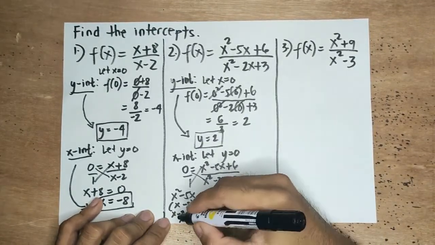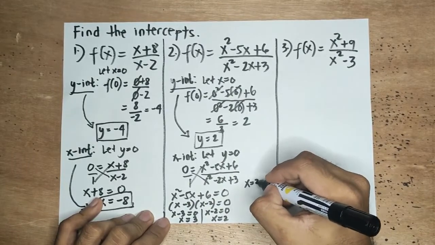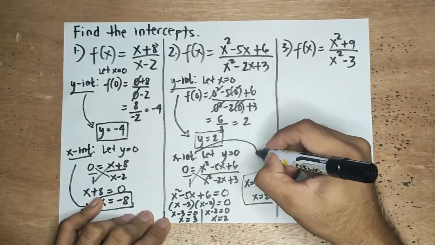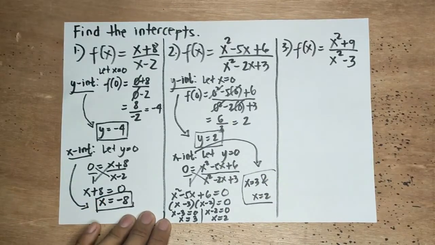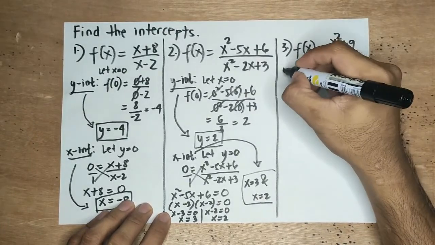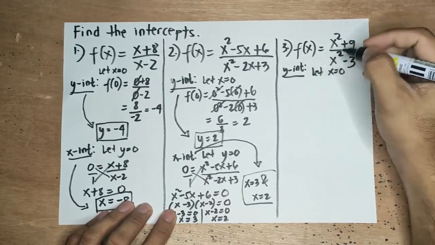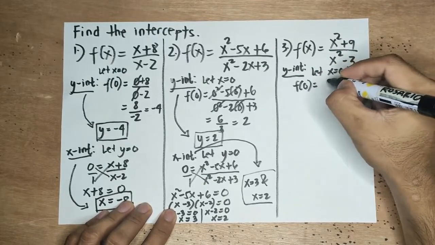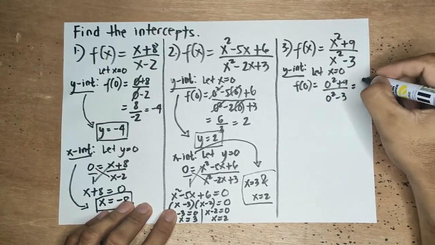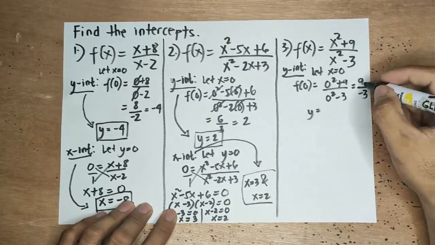So therefore, our x-intercepts are x is equal to 3 and x is equal to 2. These are our x-intercepts. For the third example, f of x is equal to x squared plus 9 all over x squared minus 3. So for the y-intercept, we let x be equal to 0. So doing so, we have f of 0 is equal to 0 squared plus 9 all over 0 squared minus 3, or that is 9 all over negative 3. So therefore, our y-intercept is negative 3.